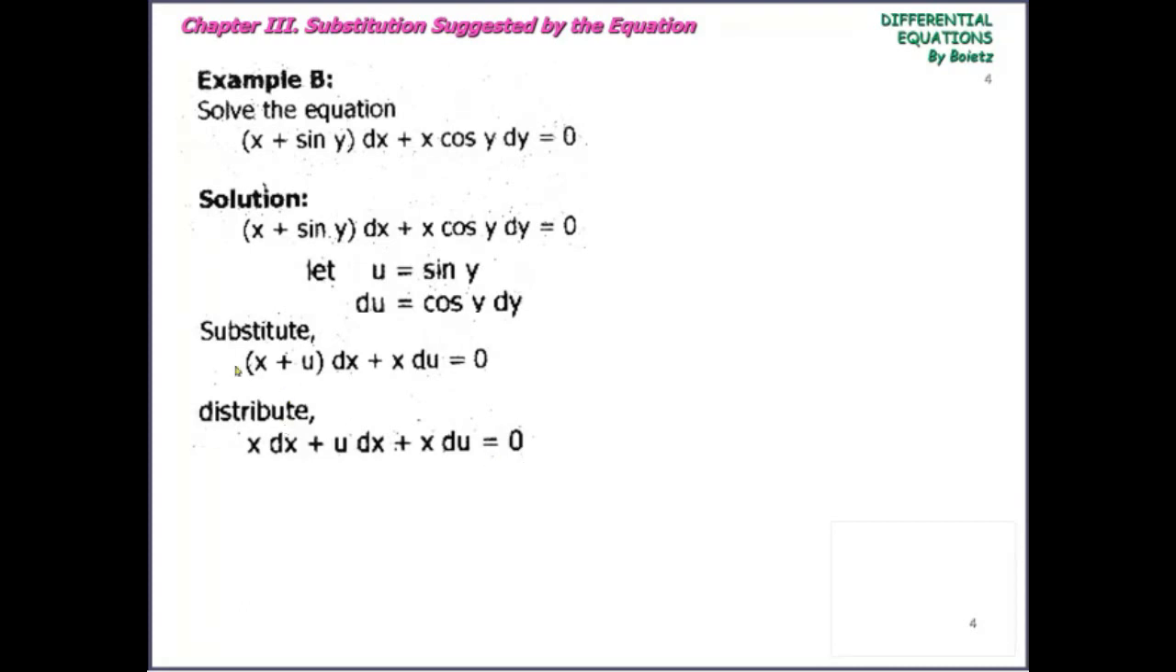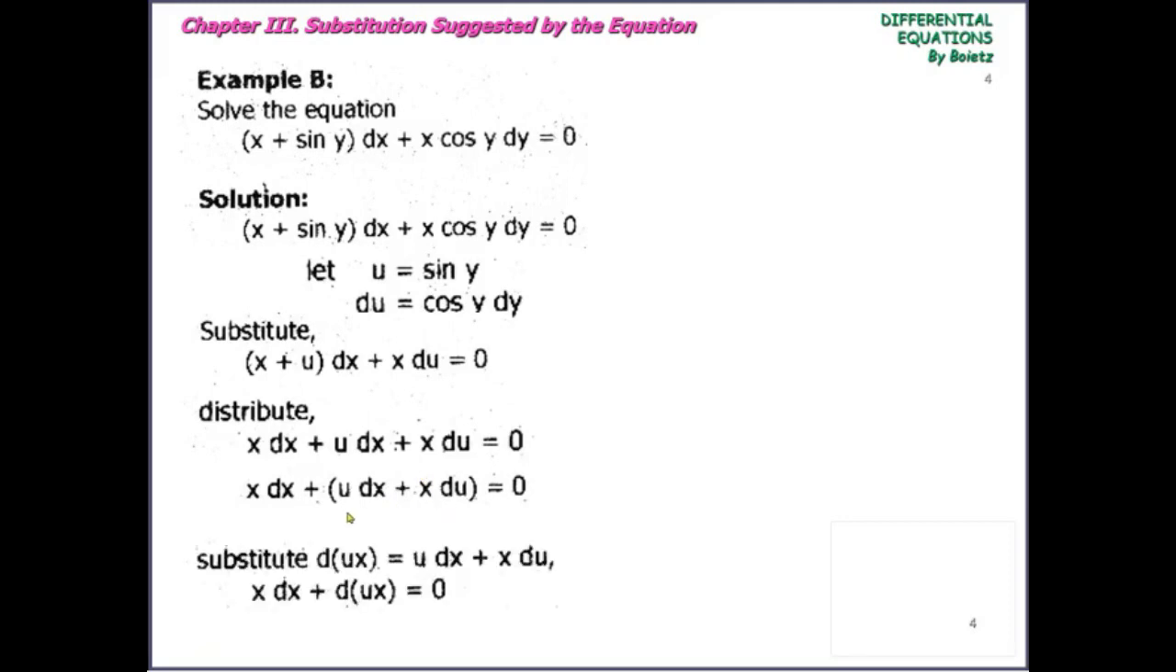So in this one, marami nang pwedeng gawin na solution dito. But for this one, I will solve it using exact differential. So distribute x dx plus u dx, then ibaba nyo lang to x du. So this one is exact differential, derivative ng ux. Ayan, itong term na to, that is derivative ng ux. Then pag sinubstitute mo, x dx plus derivative ng ux is equal to 0.